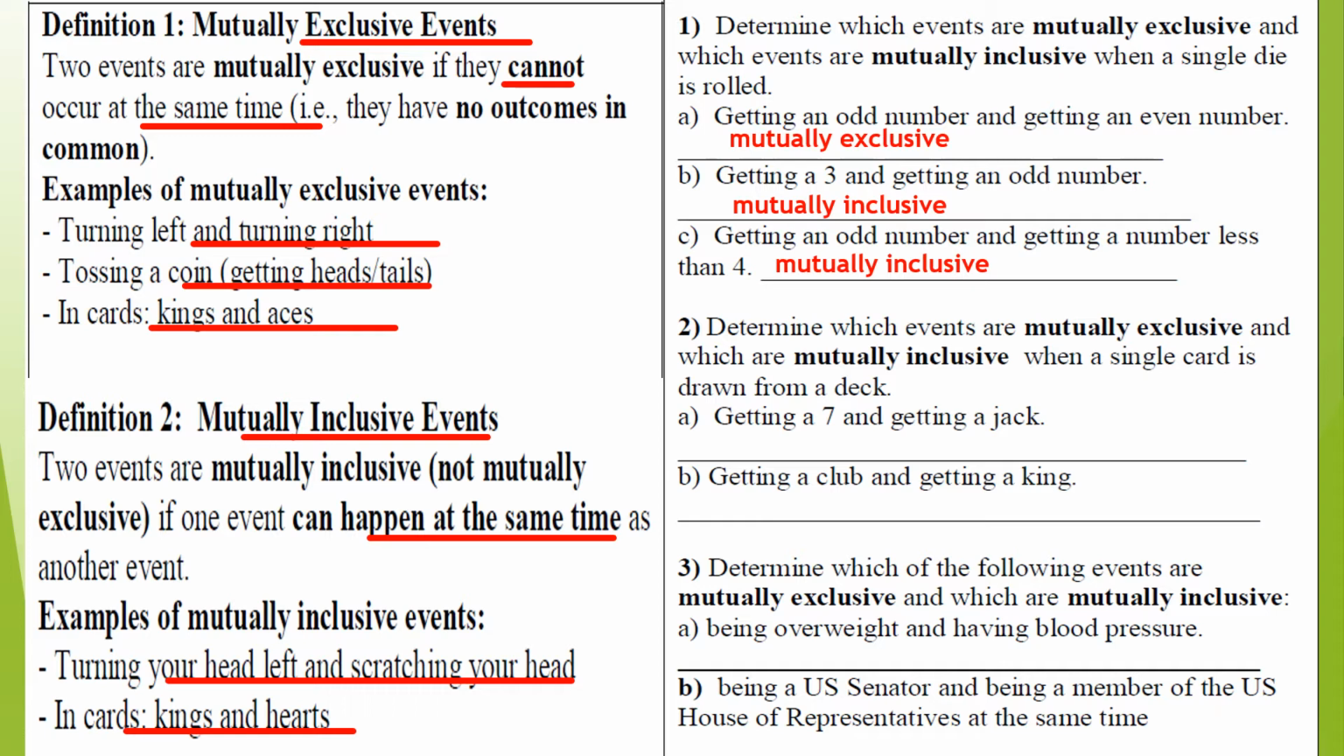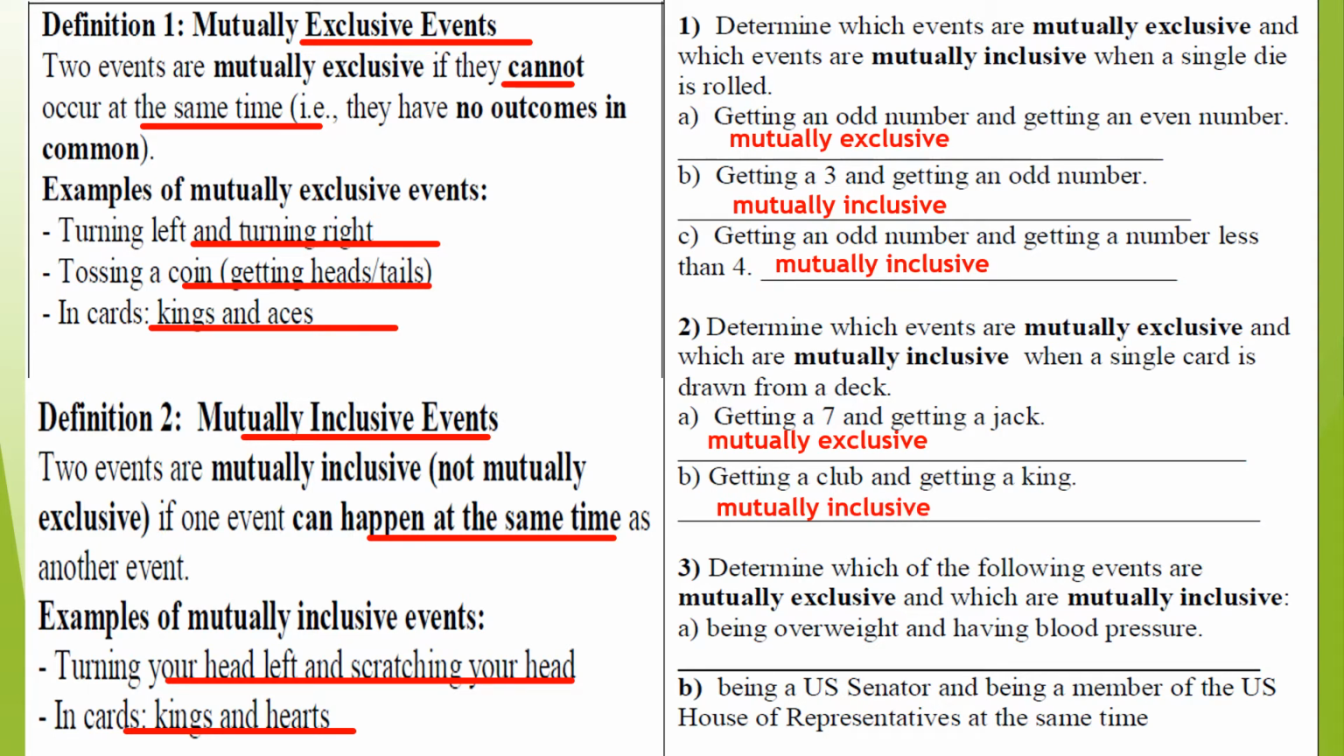Determine which events are mutually exclusive and which are mutually inclusive when a single card is drawn from a deck. Getting a 7 and getting a jack. So this is mutually exclusive. You cannot have a 7 at the same time as a jack. Getting a club and getting a king. So a club can have a king. Therefore, this is mutually inclusive.